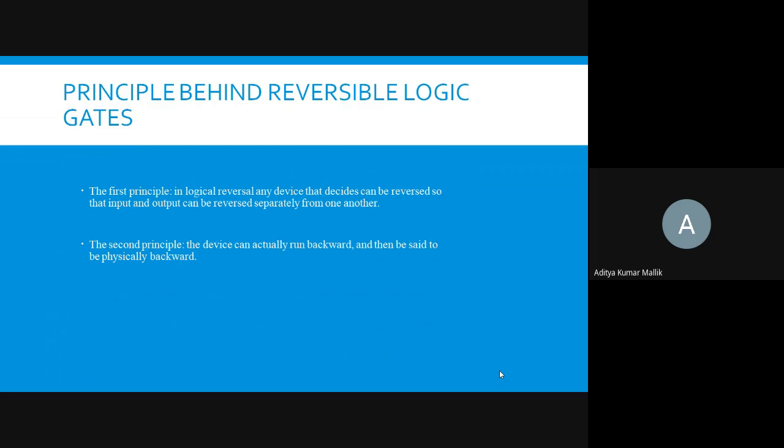The first principle is logical reversibility: any device can be reversed so that input and output can be reversed separately from one another. In reversible gates, for each input there is an output, and for each output there is an input. The second principle is that the device can actually run backward physically also. These two are the main principles applied to make a reversible logic gate. Next, Himanshu will continue.